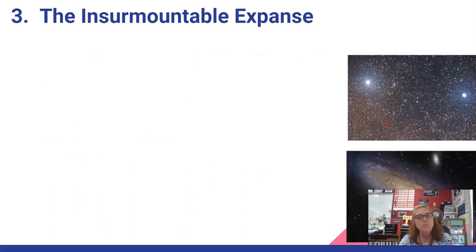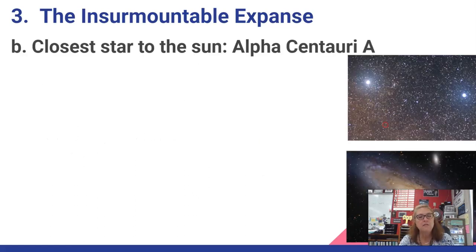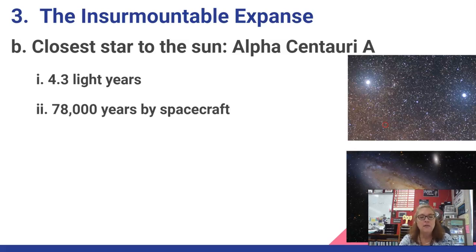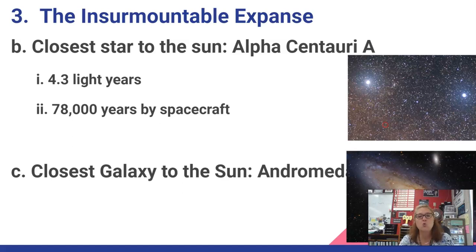That's crazy. What about the closest star to the sun, Alpha Centauri A? There are actually 3 in that cluster, so the closest one in that cluster is A. It would be 4.3 light years. So 1 light year, if you recall, is the distance light travels in 1 year, so that takes a long time. And it would be 78,000 years by spacecraft, and that is just crazy.